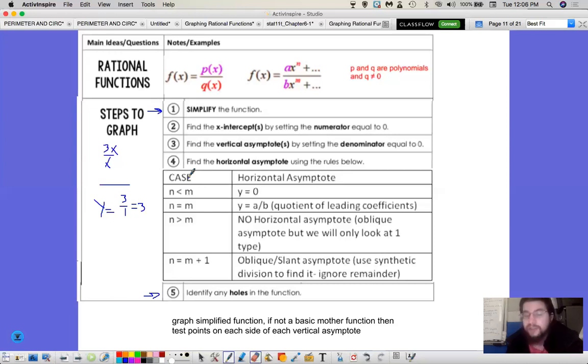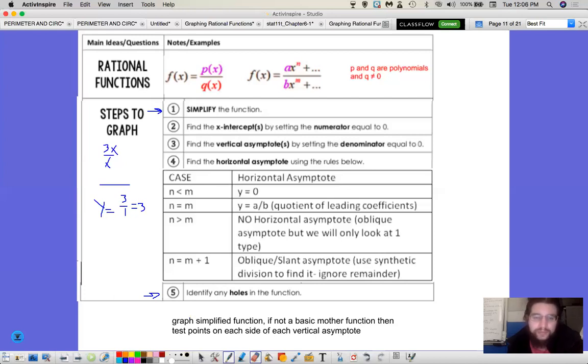When you're done looking at all this, you're going to have all kinds of mess on your paper, but you're going to look and see something. It might be something you recognize. It might be one of your mother functions. It could be linear, quadratic even. It might be the reciprocal mother function. You'll see those a lot. If it's not, then you're just going to plug in points on either side of your vertical asymptotes. That's how we're going to graph these things.